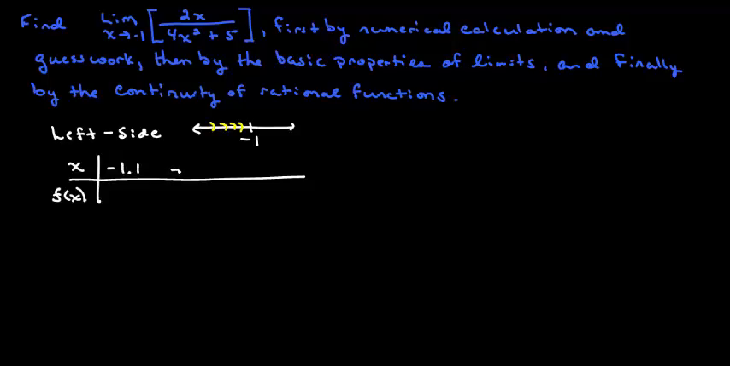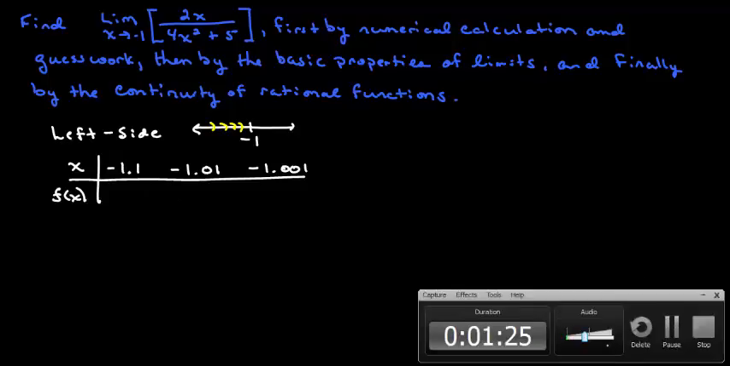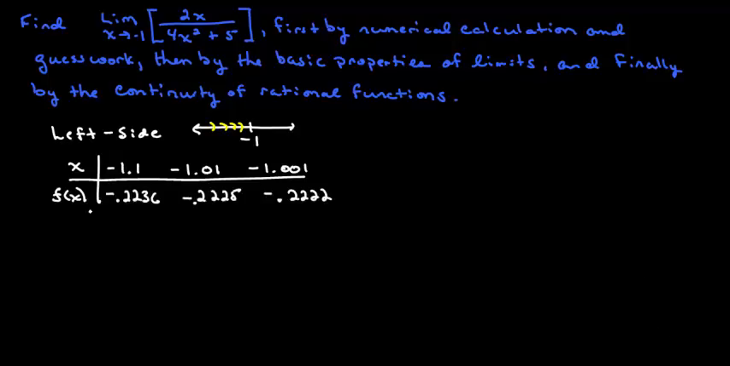1.1, negative 1.01, and negative 1.001. And so what we're going to do is take each of these and plug them into this function. So I'm going to go ahead and pause and grab those numbers here for you. So here are the values that I obtained on the calculator, and I went up to 4 decimal places.